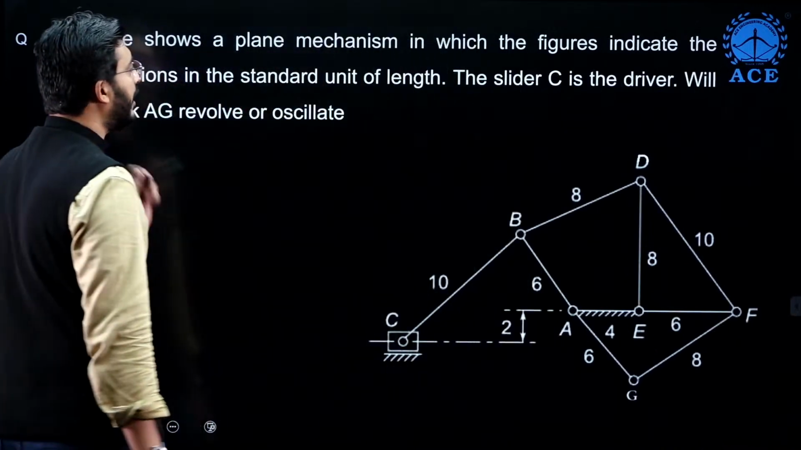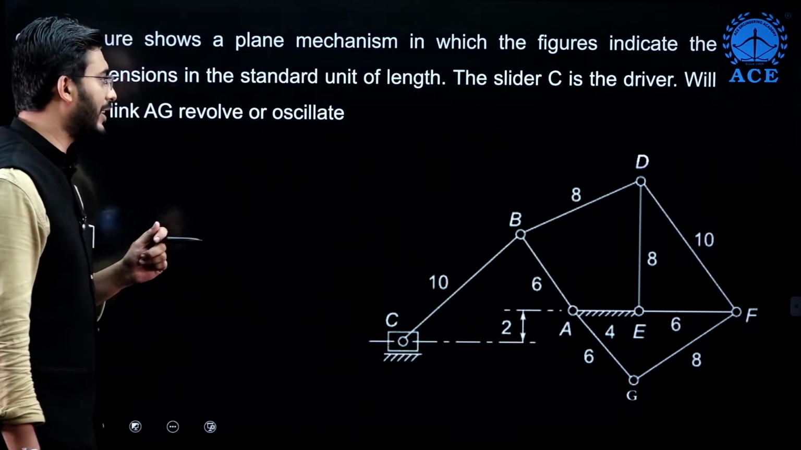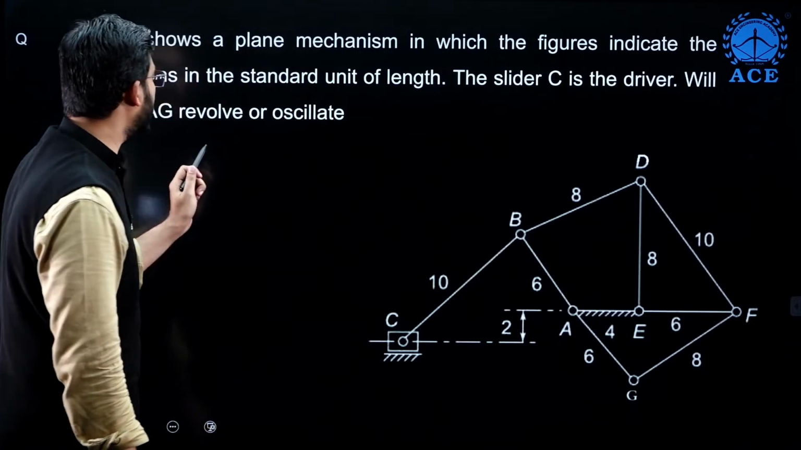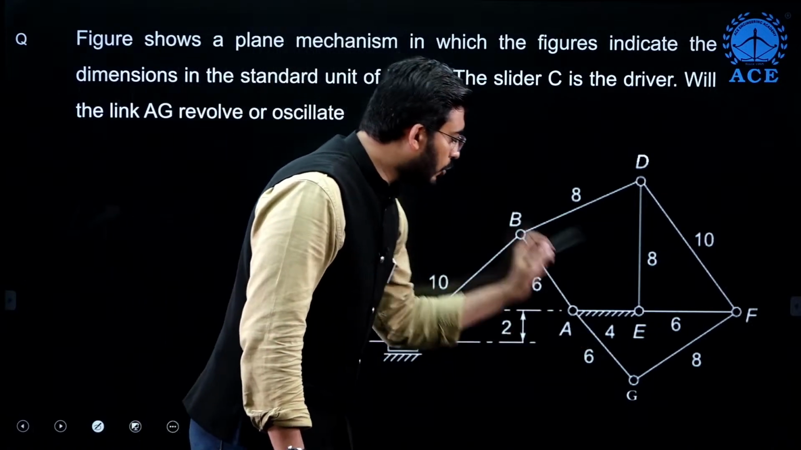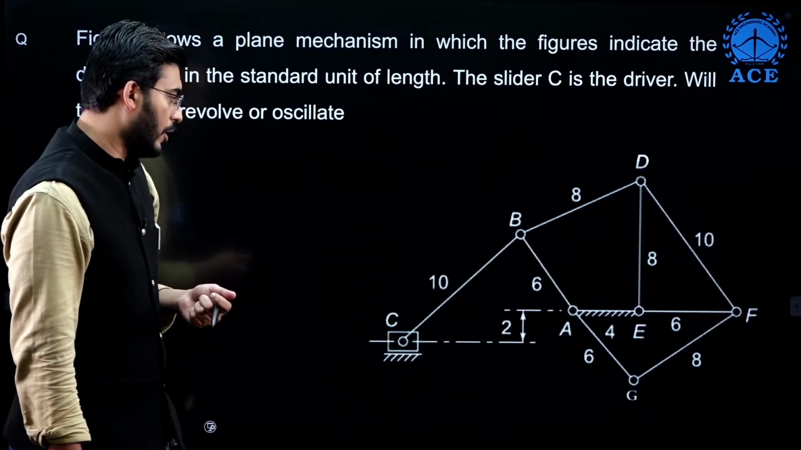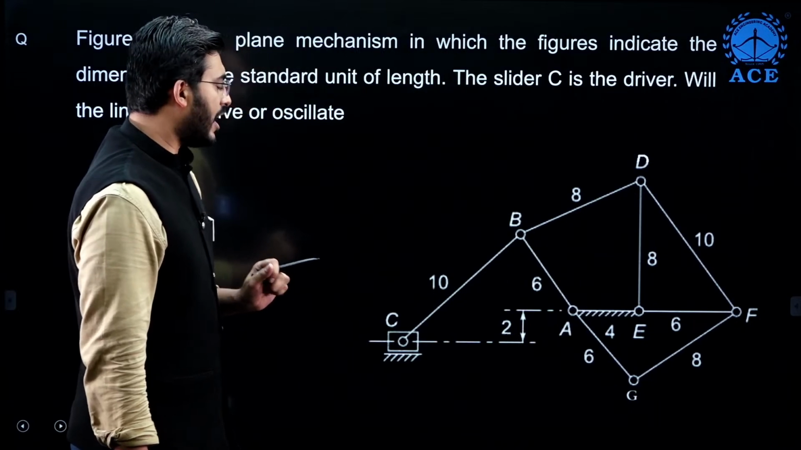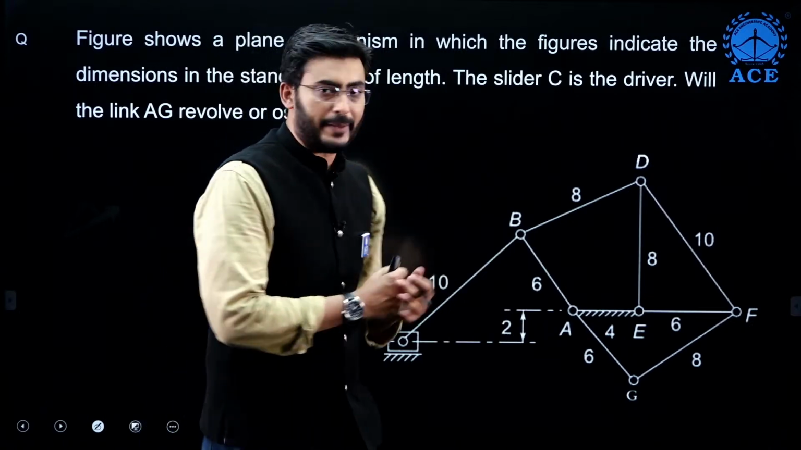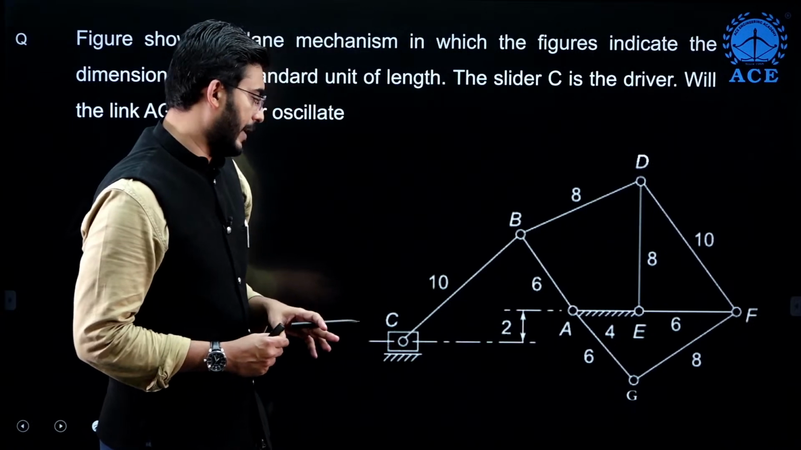The figure shows a plane mechanism in which the figure indicates the dimensions of a standard unit length, and the slider C is the driver. Link AG, will it revolve or oscillate? We are required to find out. Now this complete arrangement, we are going to disintegrate into individual 4-bar mechanisms.